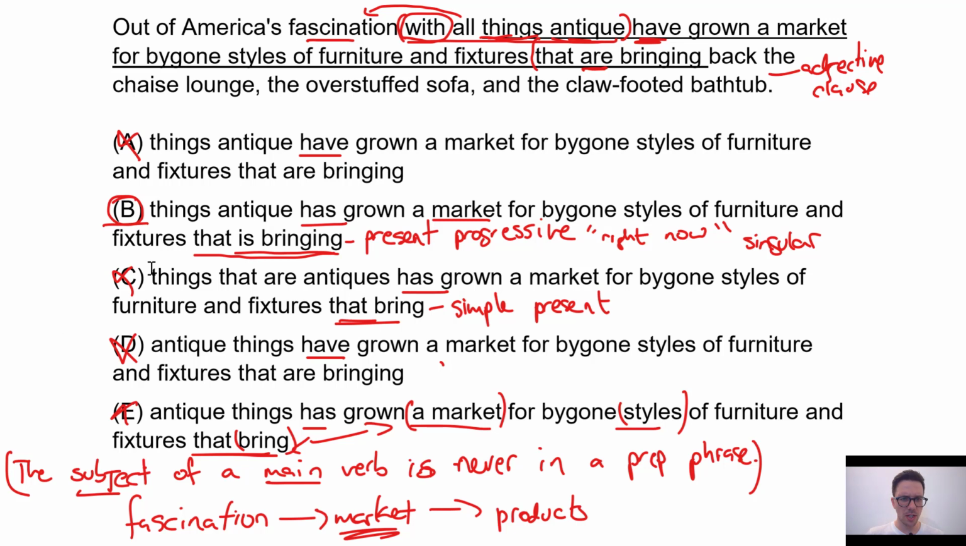There's one other thing we can look at here. The fascination with things that are antiques. That's wordy, right? So it's a perfectly correct idiomatic expression to say a fascination with all things antique. That's just an English idiom, a love for all things, whatever. So you hear that quite often. It's just an idiomatic expression. Adding a clause here is wordy. We don't need it. It's not concise. The GMAT loves concision, and so B is going to be our answer.